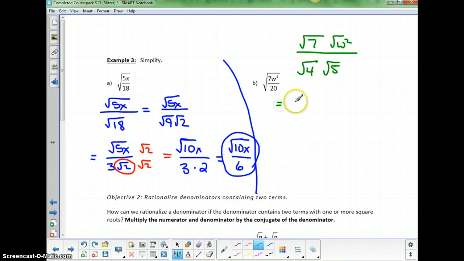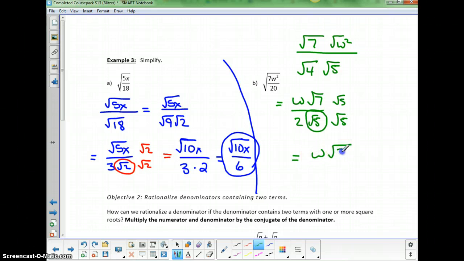So this will be w square root of 7 over the square root of 4 is 2 times the square root of 5. I'm going to rationalize the bottom here by multiplying top and bottom by a square root of 5. So it's going to give us w square root of 7 times 5 is 35 over 2 times square root of 5 times square root of 5 is 5, for a final answer of w square root of 35 over 10.